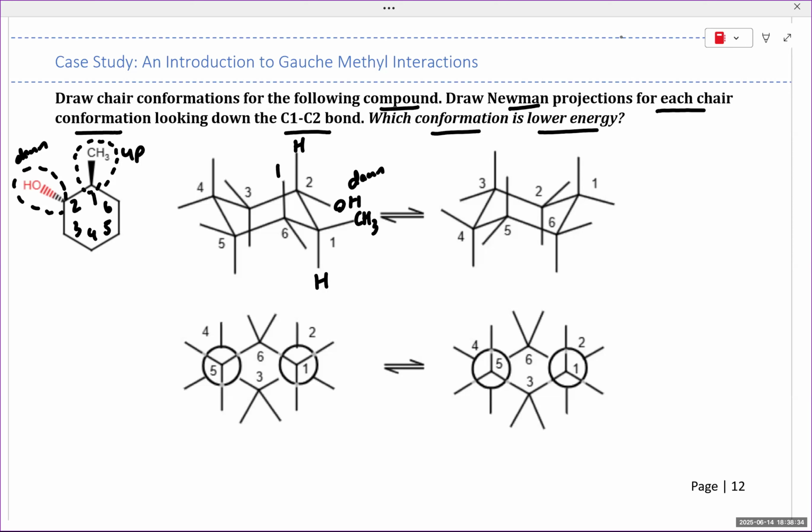Okay, let's add in the remaining hydrogen atoms. Okay, now looking down the carbon 1, carbon 2 bond, we see we have the methyl group in the front, the hydrogen in the front, and the alcohol and hydrogen in the back. For the rest, we just fill in the hydrogens.